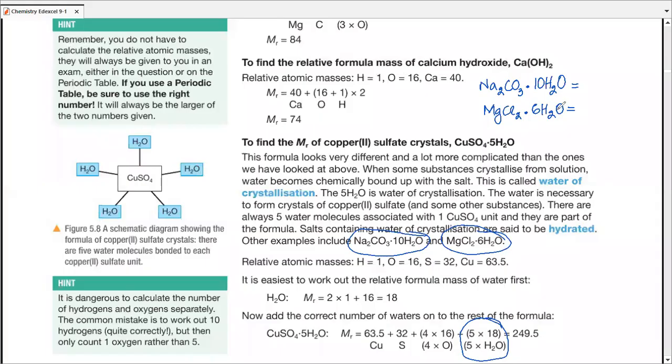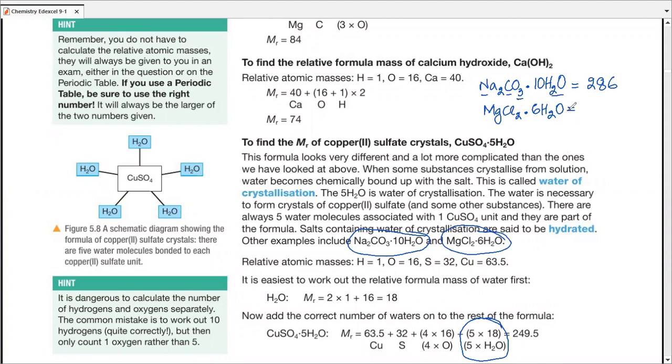Answer to Na2CO3.10H2O is 286. Perfect. So sodium was 23, carbon was 12, oxygen was 16, the entire water molecules were 18. So it seems like a right answer. Okay, let's move on to the second one.